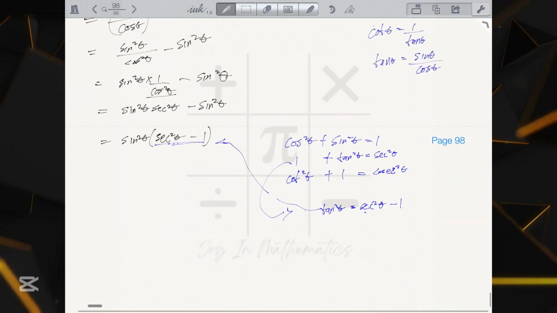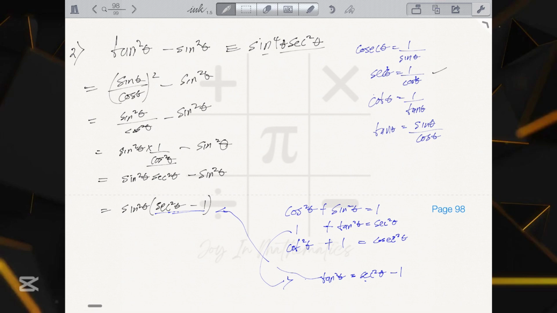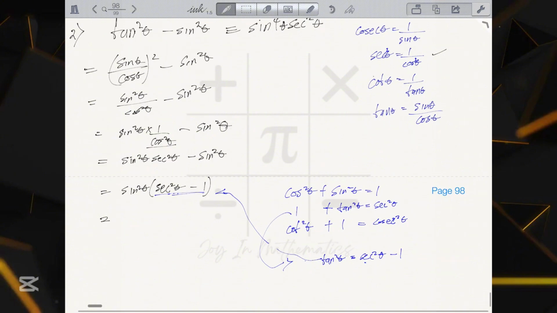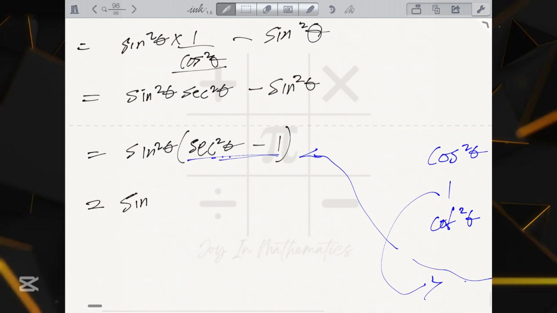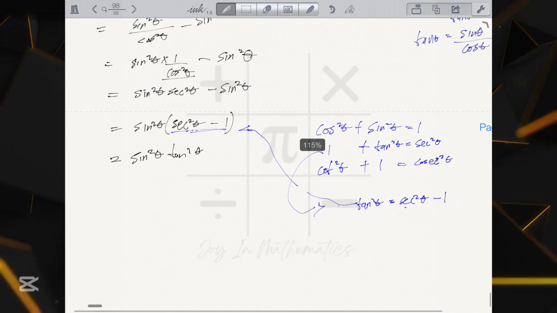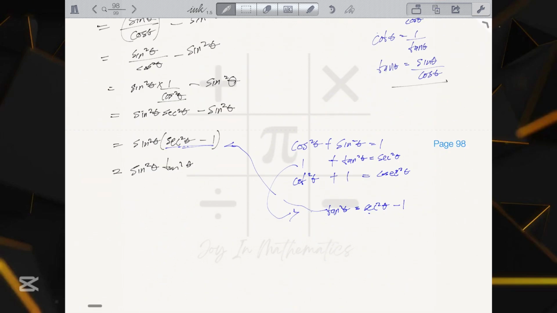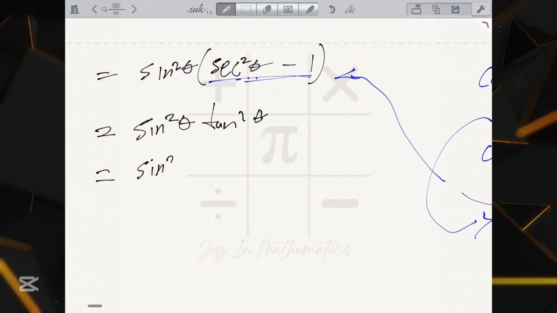Changing our ink to black, remember we are going to sine raised to the power 4 theta multiplied by sec squared theta. So let's substitute this now. We will have sine squared theta multiplied by tan squared theta. Now we recall from here that tan theta is equal to sine theta divided by cos theta. So let's make our substitution. So this will be sine squared theta multiplied by sine squared theta divided by cos squared theta, because tan theta is equal to sine divided by cos.